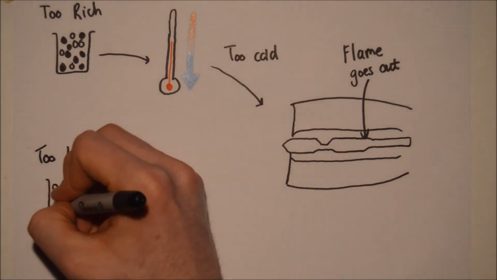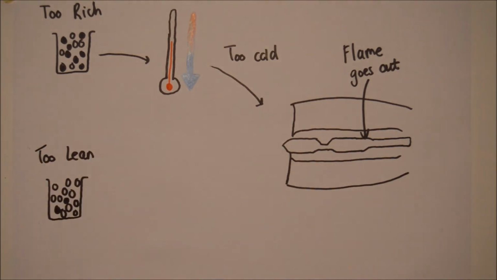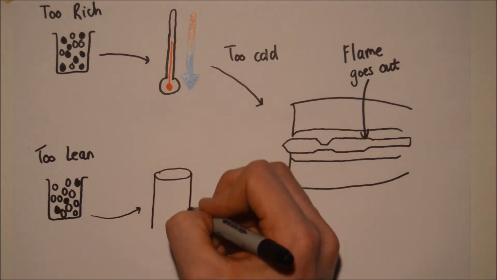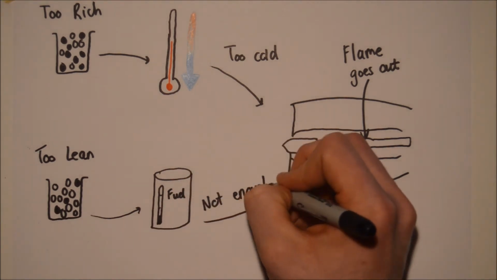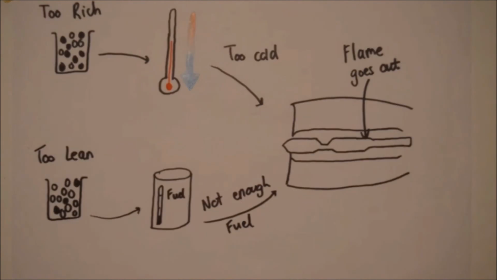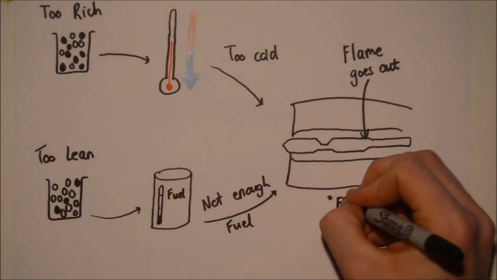A more common flameout occurrence is the lean flameout, caused when there is not enough fuel for the amount of air flowing through the engine. Low fuel pressure and low engine speeds can also cause this type of flameout. Essentially, the fuel mixture becomes too thin to support combustion and the flame extinguishes.